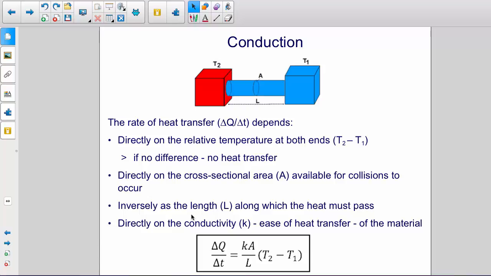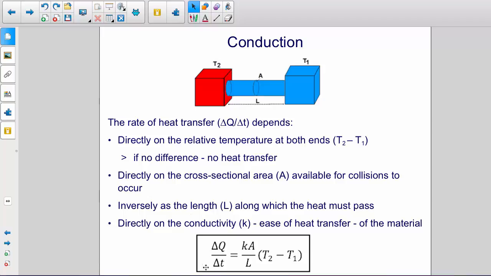At the same time, the rate has to be inversely proportional to the length along which the heat must pass. The heat has a longer distance to go between the two objects, and as a consequence, it will take longer. The heat transfer will be slower between the two. And then finally, it's going to depend on the material, on something we call the thermal conductivity, or conductivity, K. And this represents the ease of heat transfer.